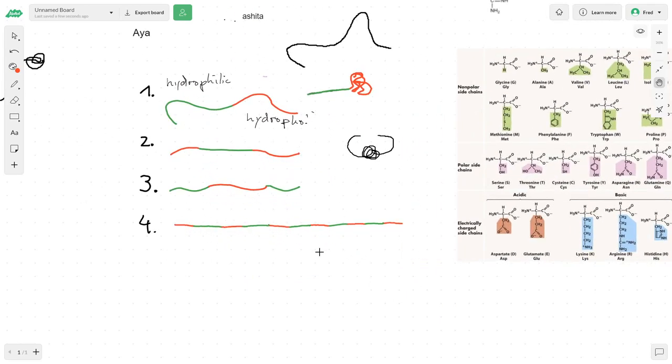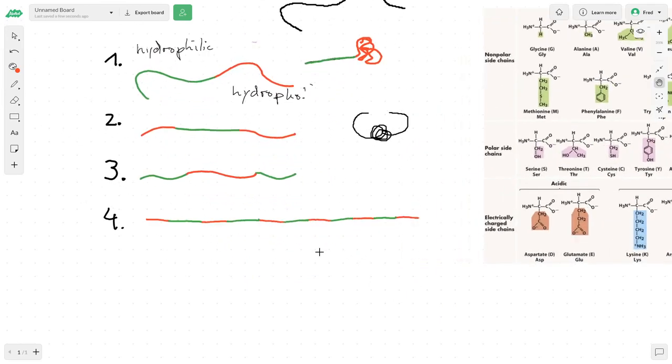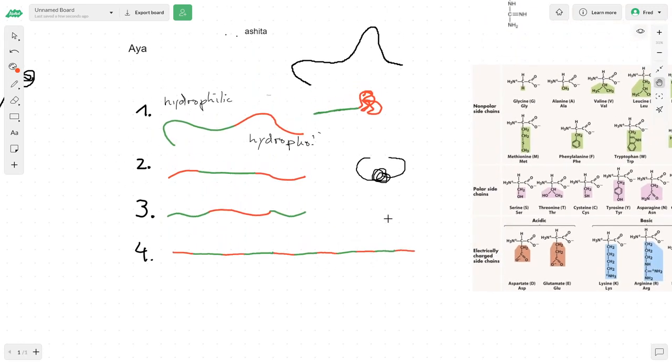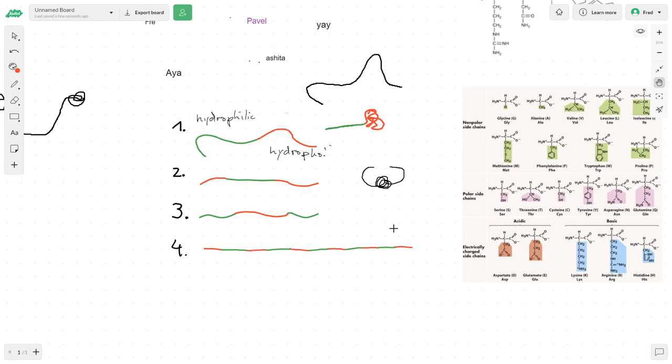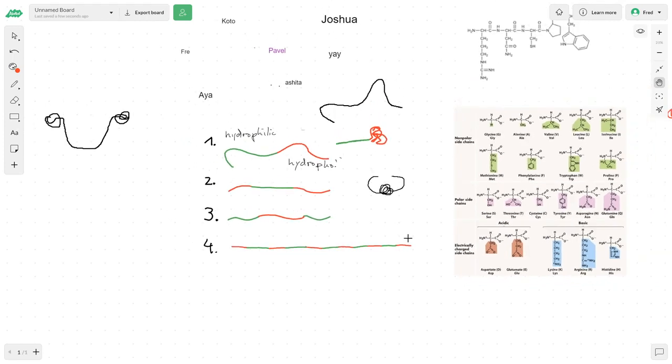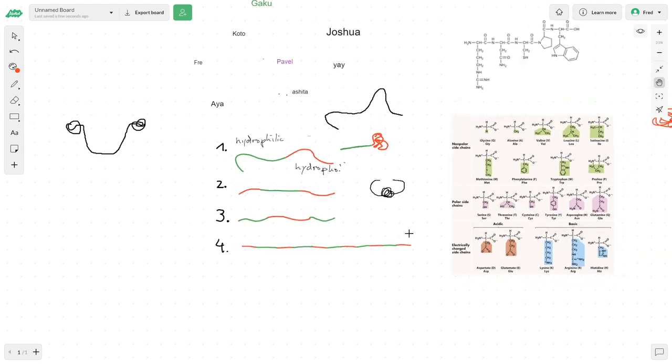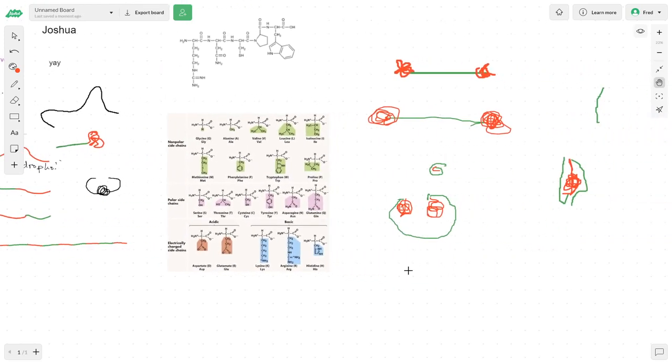Now, coming to the last one. I made it a little bit more tricky, and I would give you a little bit more time, and I would like everybody to try to think about how this peptide would look in number 4. It's trying to make you understand how it actually looks in bigger proteins. So try number 4 now.